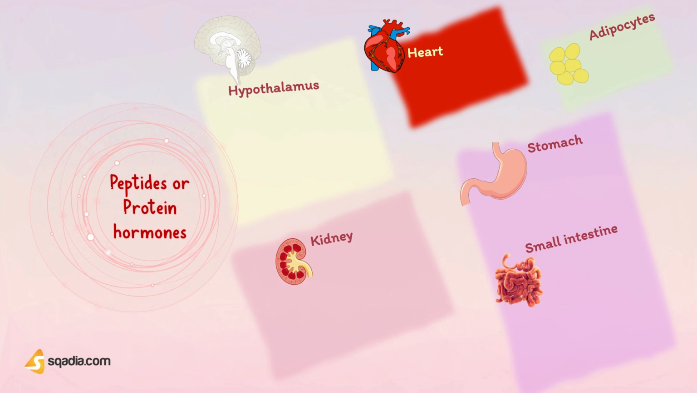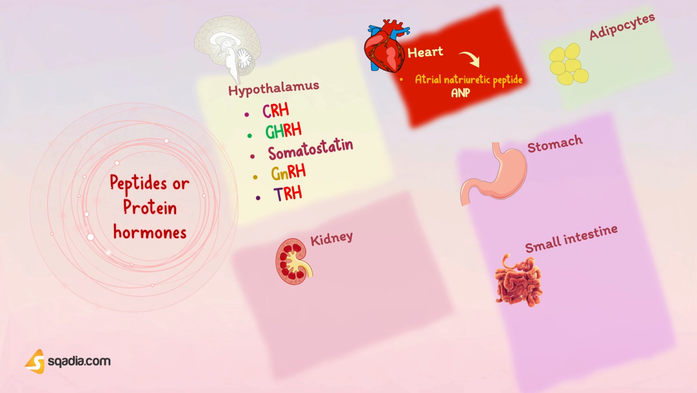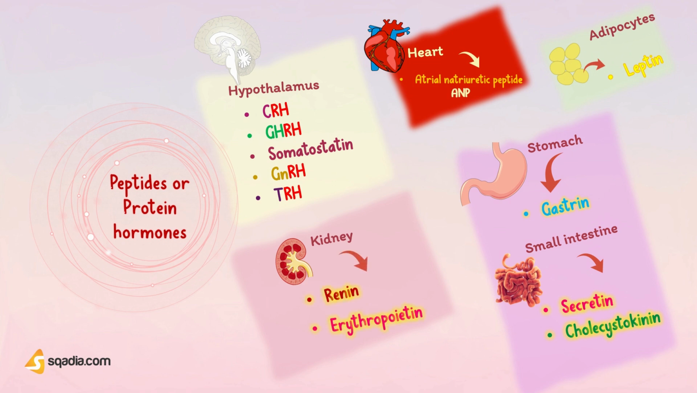Peptide hormones include the corticotropin-releasing hormone, CRH, growth hormone-releasing hormone, growth hormone inhibitory hormone, or somatostatin, gonadotropin-releasing hormone, and thyrotropin-releasing hormone. The heart releases the atrial natriuretic peptide hormone. Leptin released from adipocytes is also a peptide hormone. Digestive tract hormones such as gastrin released by the stomach and the small intestine release secretin, and cholecystokinin are also peptide hormones. Renin and erythropoietin are released from the kidney and are other examples of peptide hormones.